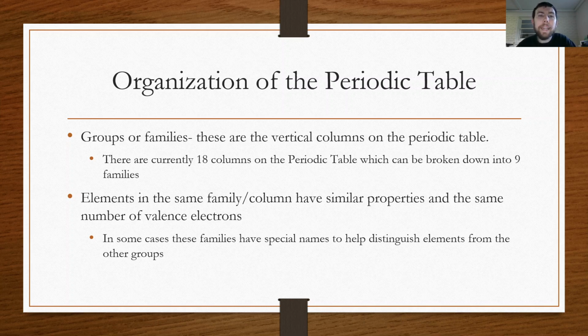Now, in some cases, when we look at these families and columns, some of them do have special names so that you can distinguish elements from the other groups, and you can commonly see chemists use those names when referring to elements on the periodic table. As we move forward, we're going to look at some of those particular names of these groups or families that chemists have given to elements on the periodic table.